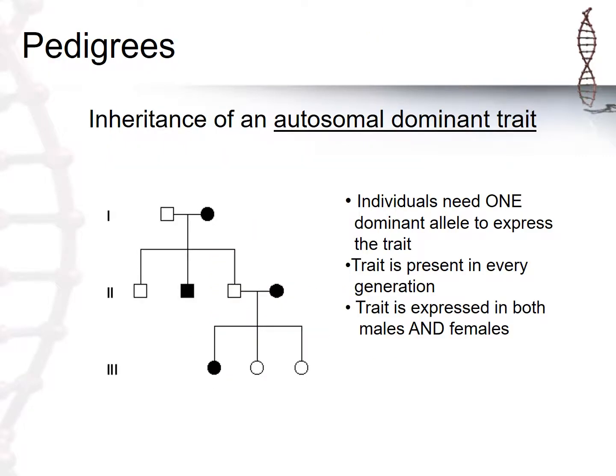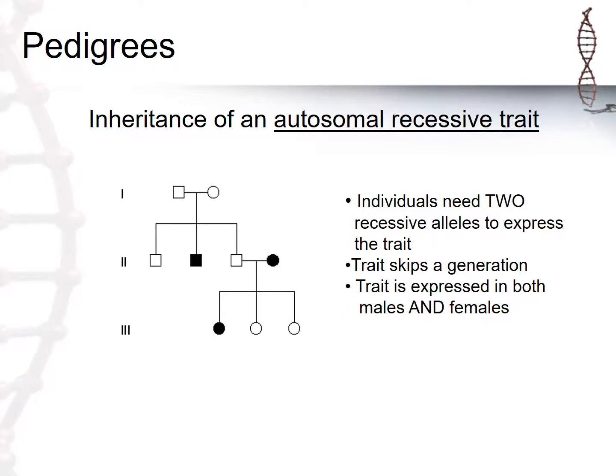All right, so let's think of inheritance patterns of an autosomal dominant trait. Autosomal means it's on one of the chromosomes that are not sex chromosomes. Remember, our autosomes are our non-sex chromosomes. In autosomal dominant traits, an individual needs one dominant allele, so one capital allele, to have the trait. Therefore, because you only need one capital allele, you'll find the trait in every generation, and it is expressed in both males and females. And this pedigree is an example of an autosomal dominant trait.